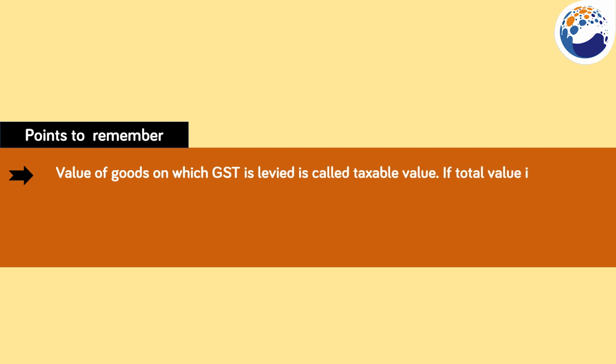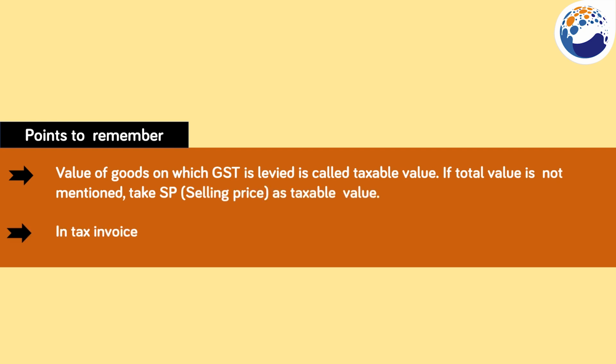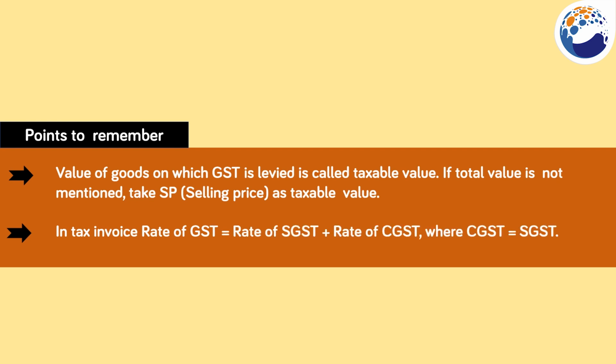Points to remember. Value of goods on which GST is levied is called taxable value. If total value is not mentioned, take SP as taxable value. In a tax invoice, rate of GST is equal to rate of SGST plus rate of CGST, where CGST is equal to SGST.